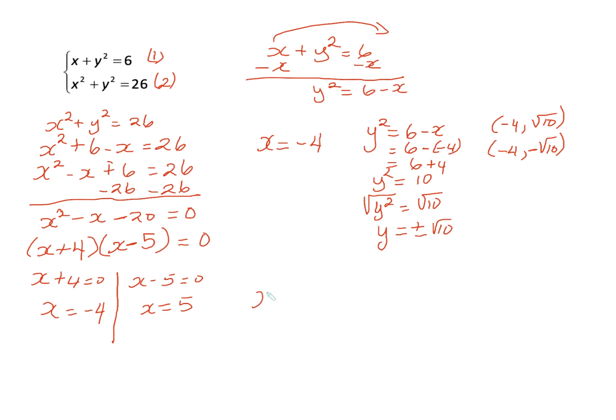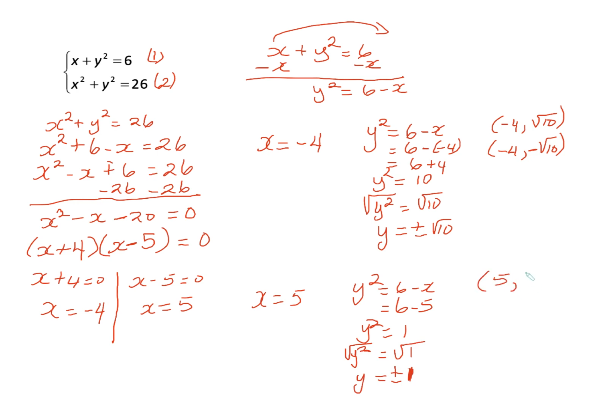Okay, let's find when x is 5. So when x is 5, we have y squared equals 6 minus x. That would be 6 minus 5. So y squared equals 1. But we don't want y squared, so we're going to have to take the square root of both sides. This will give me y equals plus or minus, and the square root of 1 is 1. So when x is 5, I have a +1 for the y, or when x is 5, I have a -1.